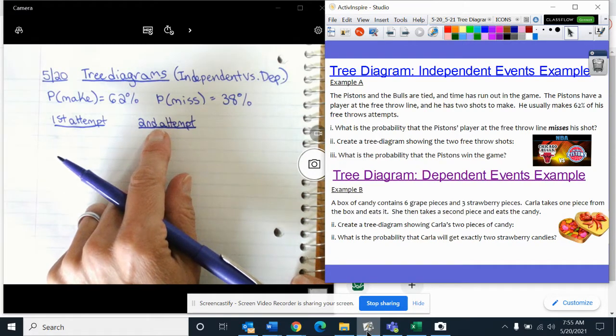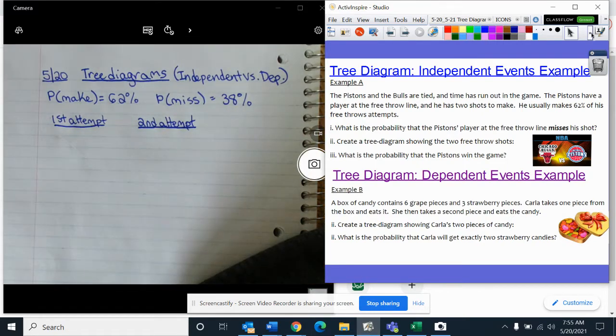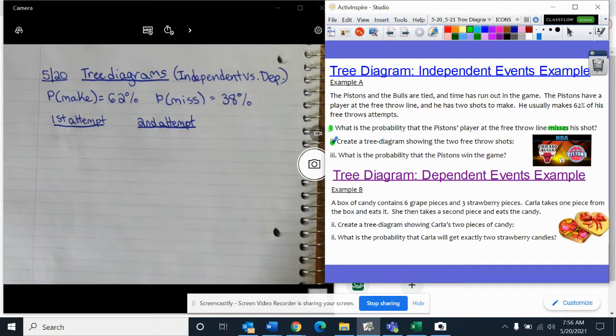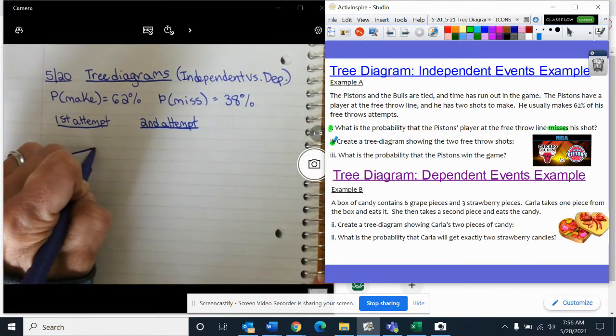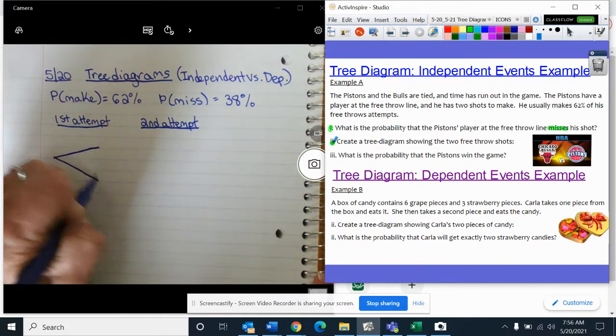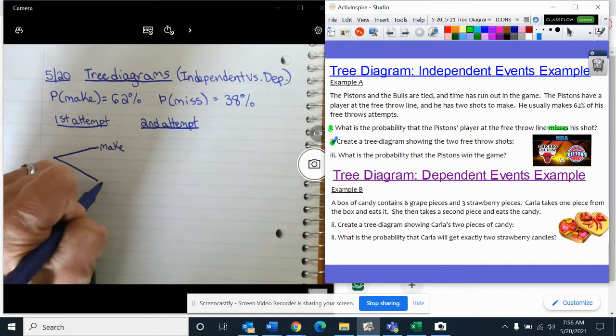So first, let's create the tree diagram. And we have answered this first question, by the way. What is the probability that the Pistons player at the free throw line misses the shot? And that is the 38%. So now we're going to create a tree diagram to show what could happen. So for the first attempt, we could make it or miss it.